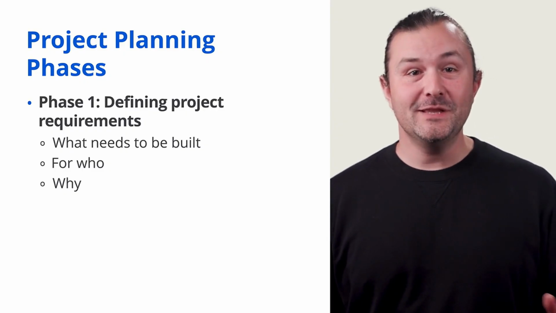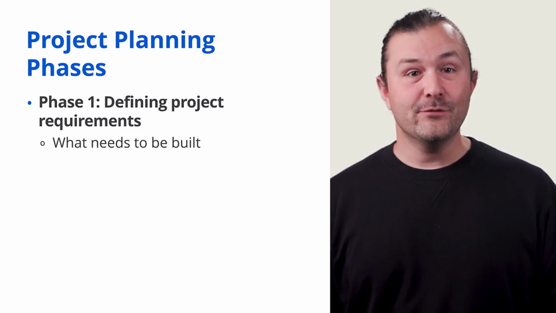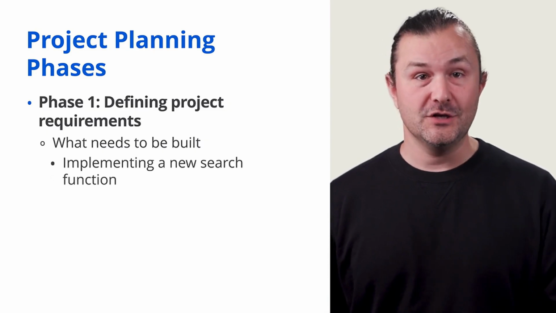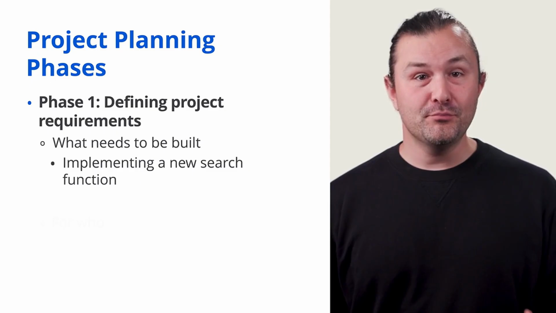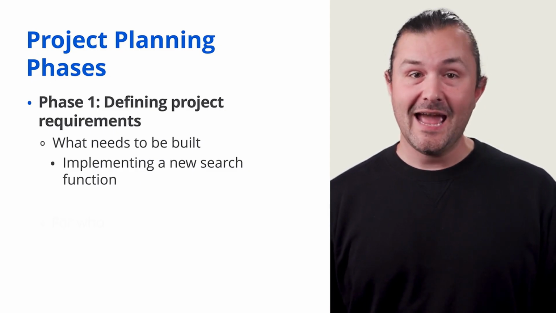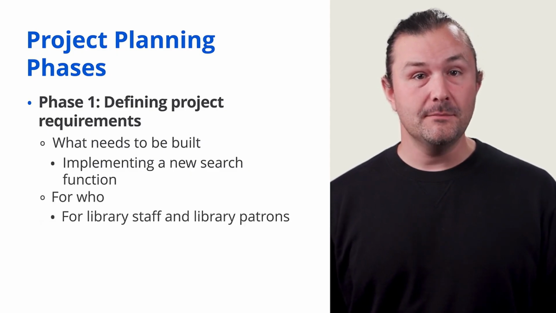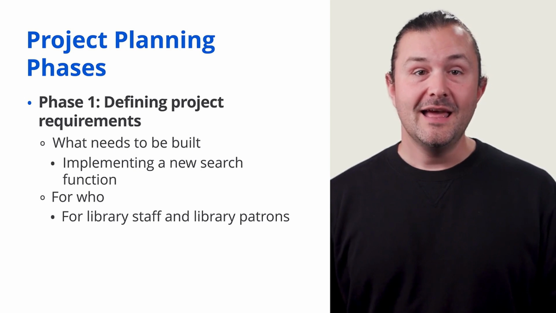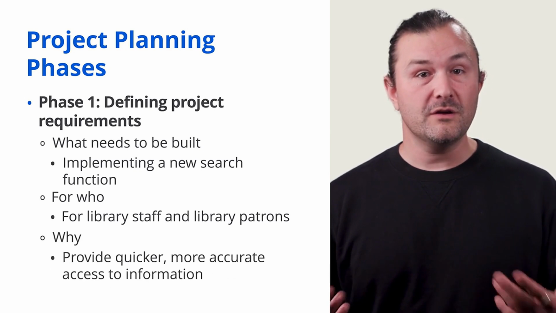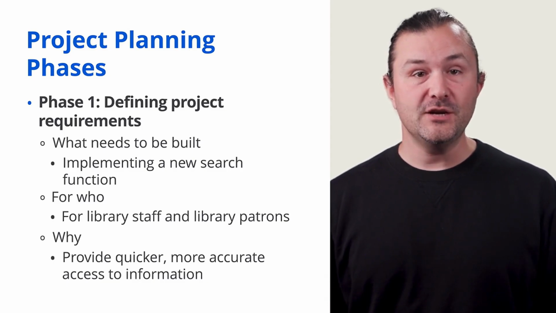Consider you're tasked with enhancing a library's database system. In this phase, you might pinpoint a need for enhancing the library catalog's backend by implementing a new search function. This function is designed to improve search capabilities significantly, ensuring faster data processing and retrieval. It will be designed for the library staff who manage the system and the patrons who use it daily. The enhanced functionality is needed because the current system could be faster and more convenient, and the upgrade will provide quicker, more accurate processing of information.